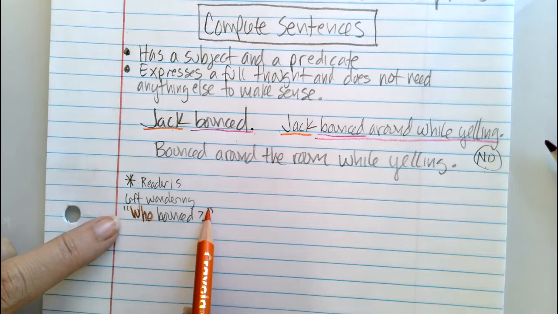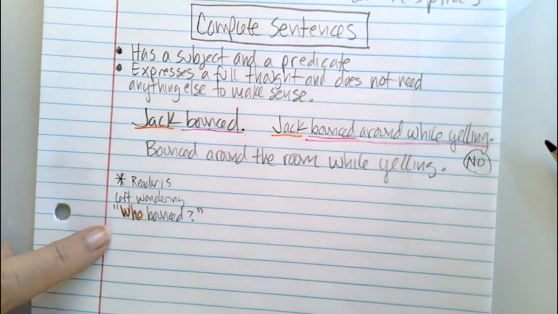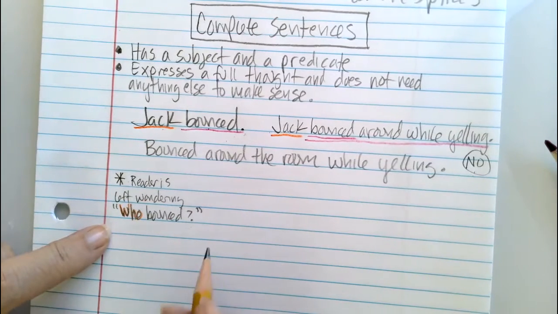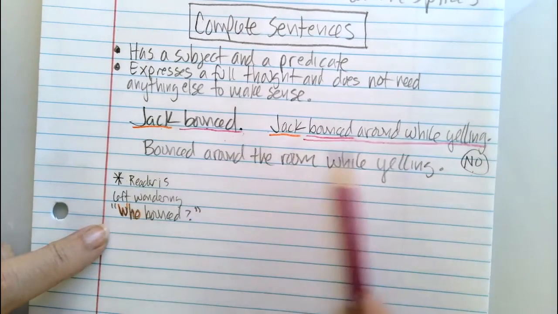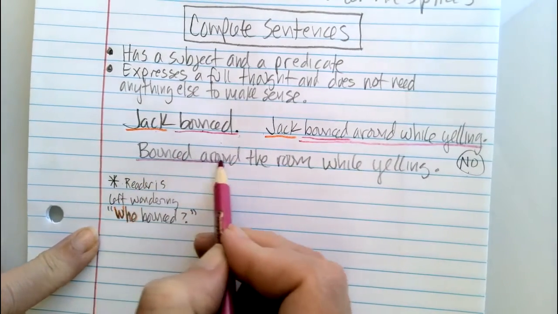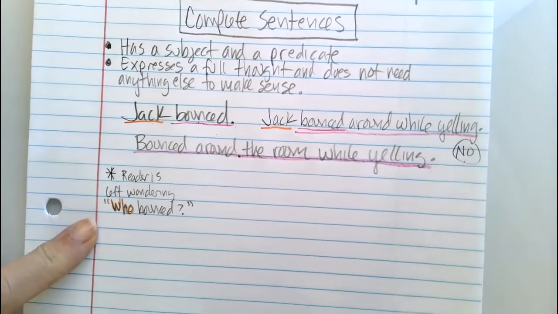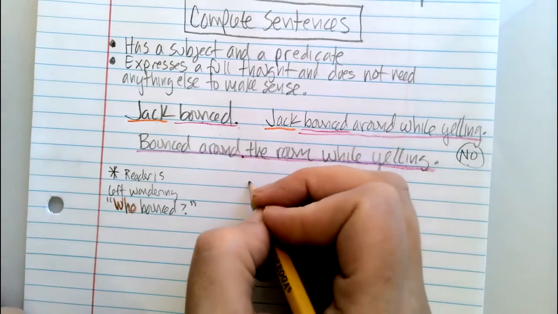Why did I put quotation marks around that? Because if the reader is left wondering or saying something, we put that in quotation marks, right? So that's just identifying what a reader might be thinking or saying. Okay, so what do we have here? We don't have a complete sentence, but we do have a predicate, right? We have a complete predicate. Let's pick up our pink and underline that. And then we're going to write something else.